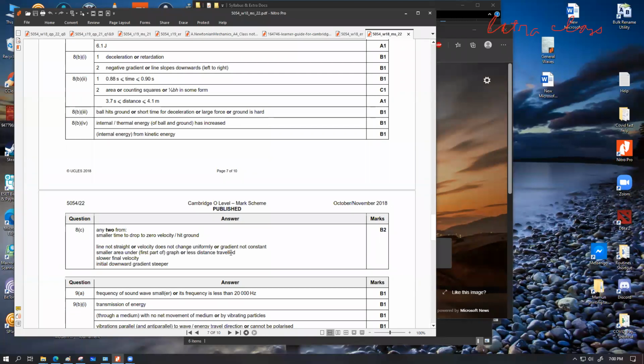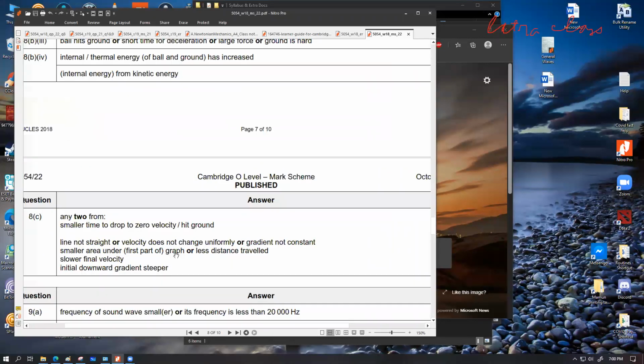So এই তিনটার মধ্যে যে কোনটা ওয়ার্ড লিখলাম which works, এটা তোমার বেশিরভাগই রেসপন্ড করছো। Smaller area under the first part of the graph or less distance traveled, slower final velocity. This is the part that I have been discussing for the last couple of minutes. Initial downward gradient steeper. আচ্ছা, এখন এই পার্টে সবগুলো ইন্ডিভিজুয়াল পার্ট আমি তোমাদেরকে ডিটেইলসে বুঝাবো। দিস ইজ দ্য কোশ্চেন ফর হুইচ আই চোজ দিস কোশ্চেন। স্মলার টাইম টু ড্রপ টু জিরো ভেলোসিটি, এটা কেন স্মলার টাইম হবে?